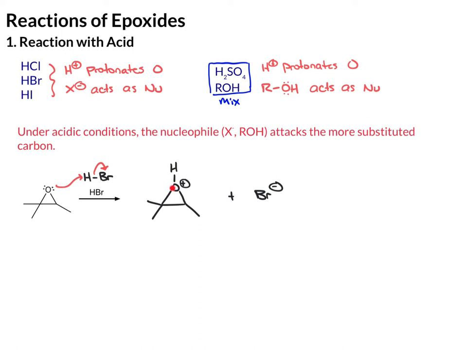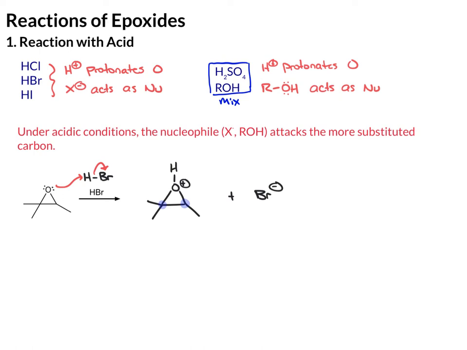Now this oxygen of the epoxide being protonated is a good leaving group. And we have the option for the bromide to attack either of the epoxide carbons. It can attack here or it can attack here. Under acidic conditions, the nucleophile, whatever it might be, whether it's a halide or the alcohol, it actually attacks the more substituted carbon. And we're going to look at why that is in just a moment.